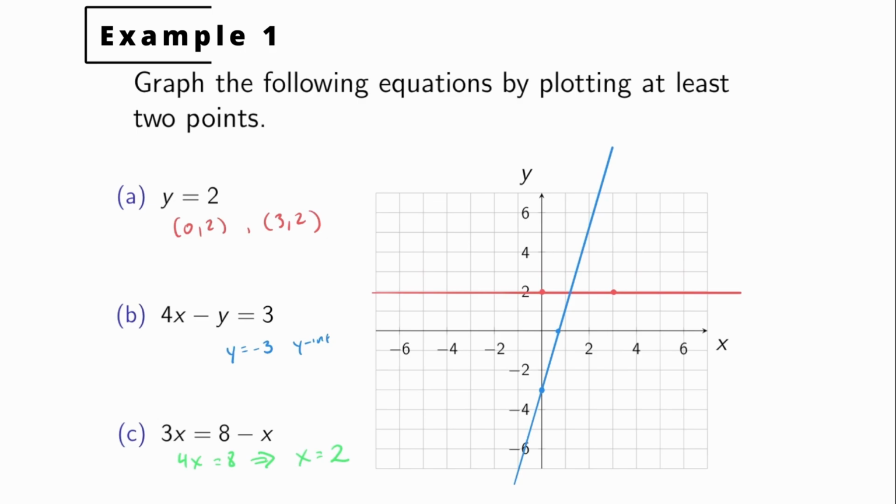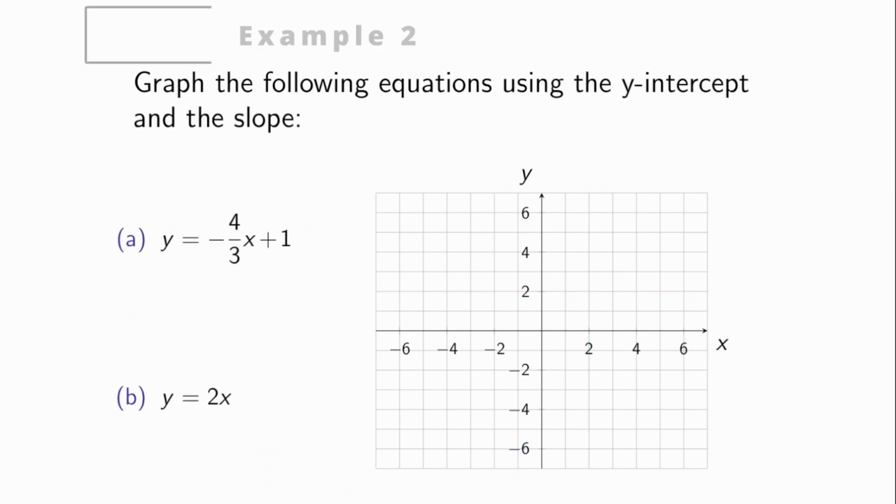If we have the equation x equals 2, any 2 points where the x coordinate is 2 will work. For instance, we could pick the point (2, 0) or the point (2, 6). Any 2 points where the x coordinate is 2 would work. So (2, 0) is right here, and (2, 6) is right here. Then we just draw the line through those 2 points, and that would look like this. And that's all for Example 1.